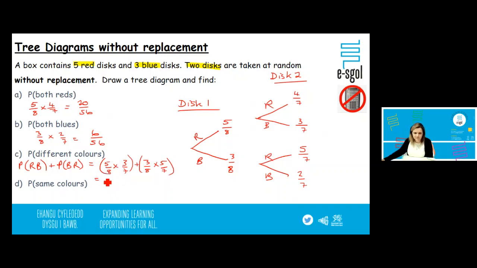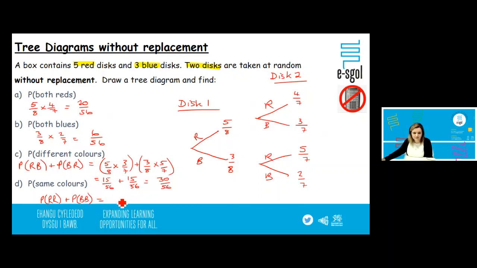Okay, so 5 multiplied by 3 is 15 over the 56 that we've been using all the way along. And again, another 15 over 56 there, giving you then 30 out of 56. Okay. Probability of same colours. Now, if we use our answers from A and B, because again, there's no point in creating more work than you need to, that would mean we want probability of red and red, which we worked out in part A, probability of blue and blue, which we've worked out in part B.